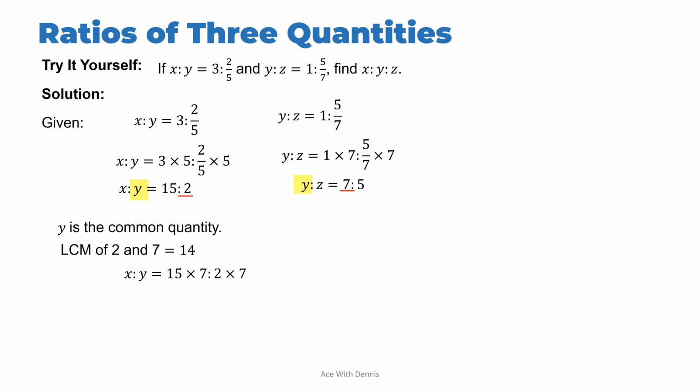Hence, for the first ratio, we multiply both quantities by 7. And for the second ratio, we multiply both quantities by 2. So for the first ratio, x to y, it equals 105 to 14. For the second ratio, y to z, it equals 14 to 10. Now, the value of y is the same, which is 14. Then we can combine these quantities to become one ratio, which is the ratio of x to y to z equals 105 to 14 to 10.